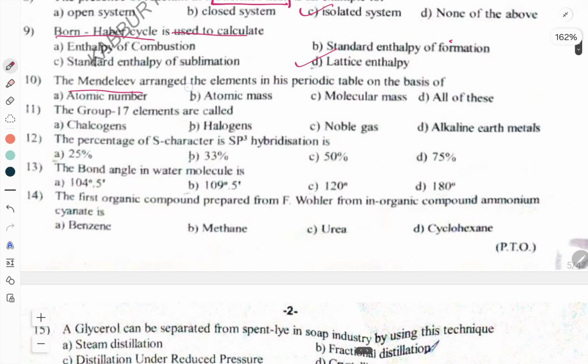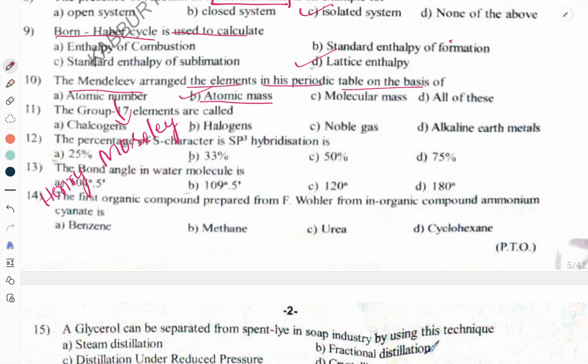Mendeleev arranged the elements in his periodic table on the basis of atomic mass. So option B is the correct option. Mainly what he did, he arranged the elements in the periodic table based on the atomic mass.